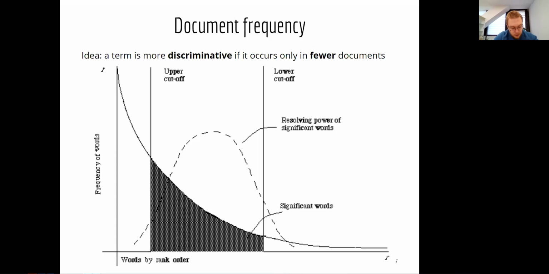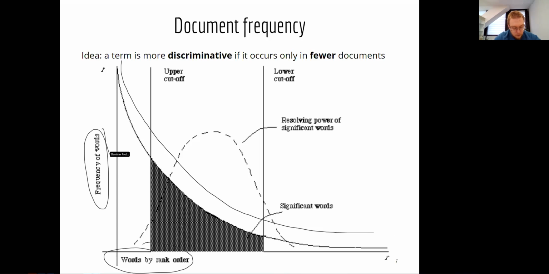And here you see this kind of curve falling down. You see the words ranked by order, so these are the ranks. They are ordered by the number of appearances in the texts. And here is the frequency, and the frequency drops as 1 divided by n, where n is the rank.